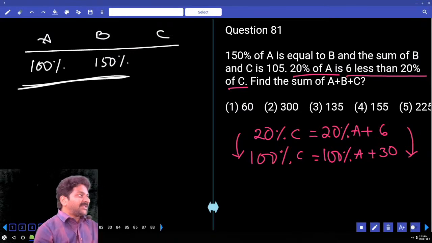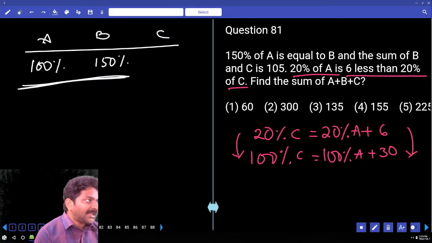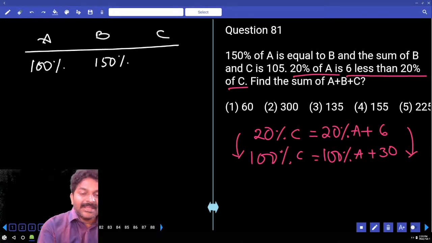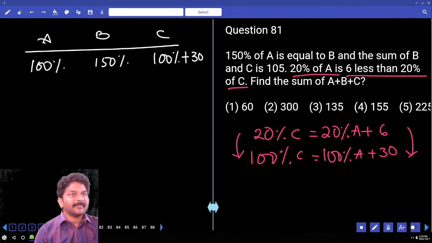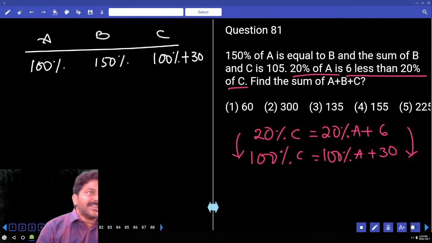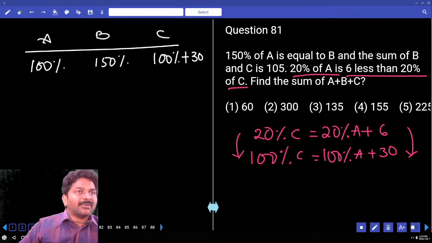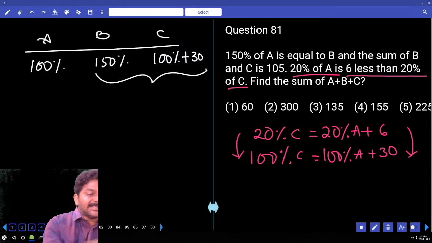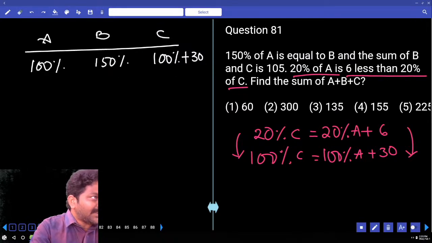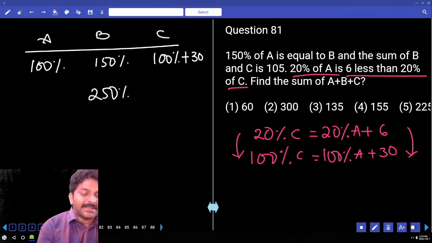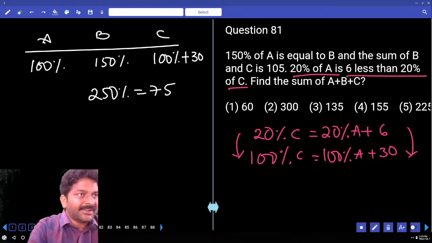Already B is represented with respect to A only. B is 150% of A. Yes. Now C is 100% of A plus 30. Now condition 2 comes into the picture. Condition 2 says the sum of B and C is equal to 105. Sum of B and C is 250% plus 30. If it is equal to 105, 250% is equal to 105 minus 30, that is 75.